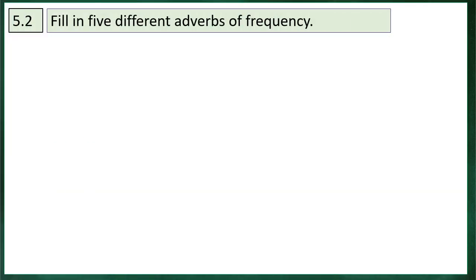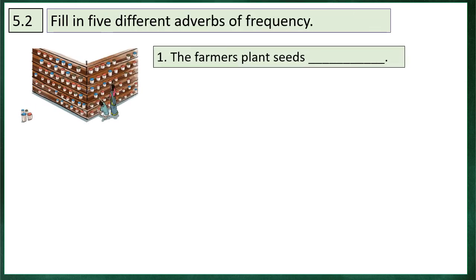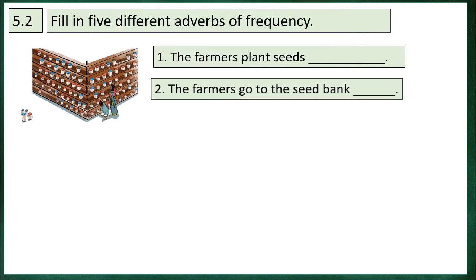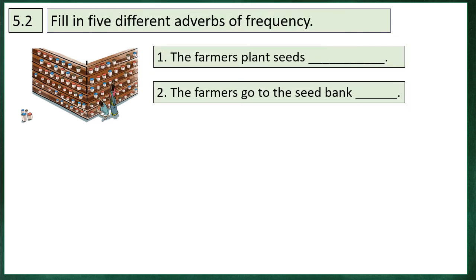Here is a practice activity for you. Fill in 5 different adverbs of frequency. These sentences are taken from our 2 stories from this week. Number 1, the farmers plant seeds. Remember, our adverbs of frequency ask the question, how often? Number 2, the farmers go to the seed bank.